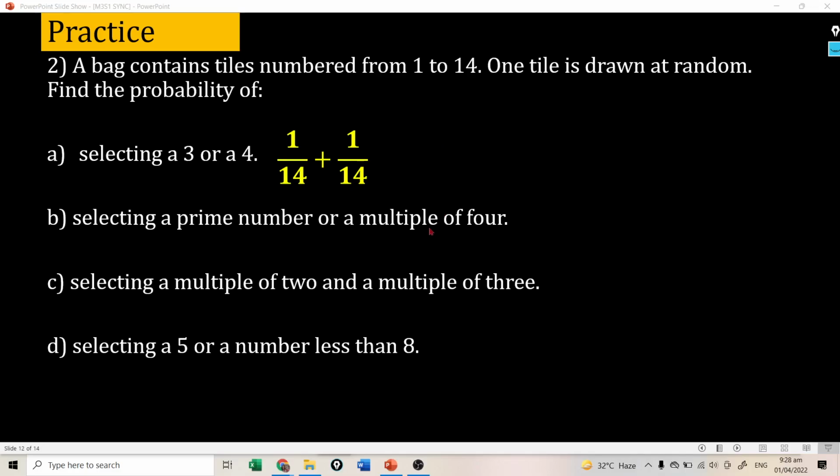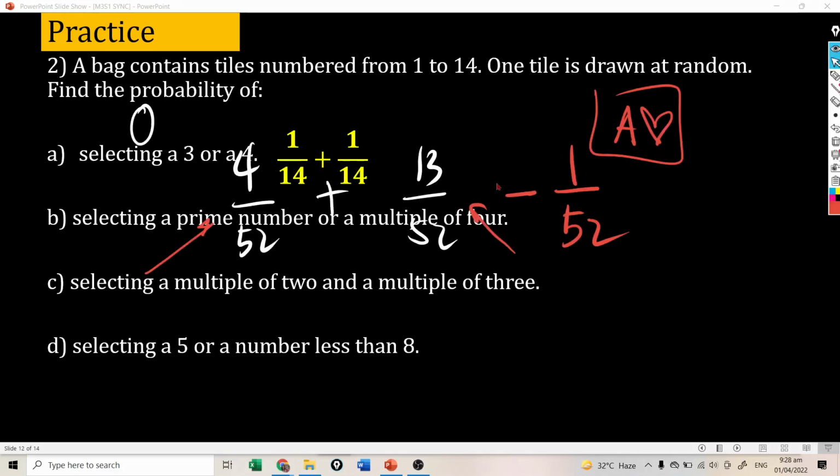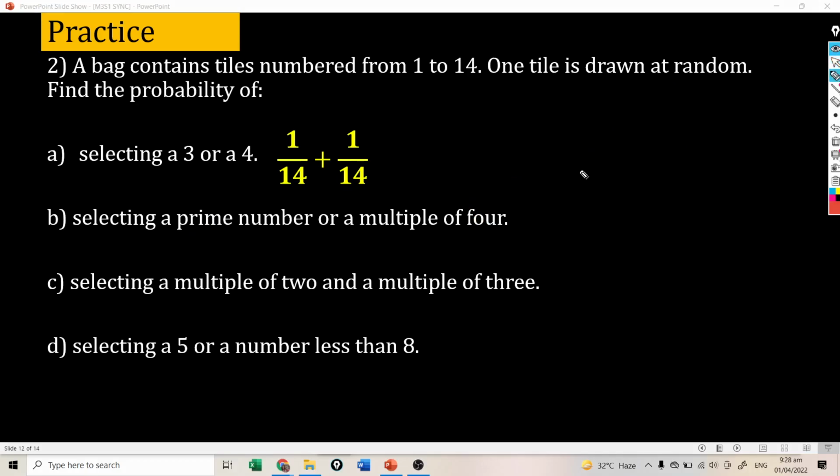How about selecting a prime number or a multiple of 4? Let's check first. Can you be prime and a multiple of 4 at the same time? Hindi pwede, because the multiples of 4 are composite numbers. Question, how many primes are there from 1 to 14? Let's list them: 2, 3, 5, 7, 11, 13. Those are your primes.